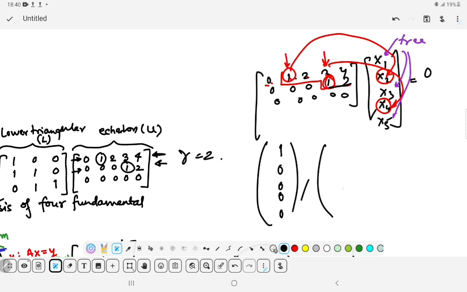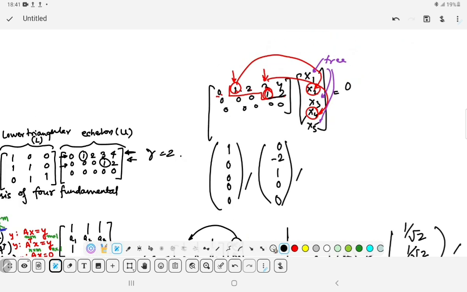Now I will put x3 as 1 and all other free variables as 0. Similarly here, x5 is 0, so x4 will be 0. And what will be the value of x2? We can find x2 from this equation: x2 is equal to minus 2x3. All others are 0, so it is minus 2. So this is one more vector.